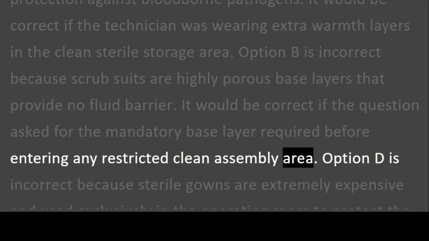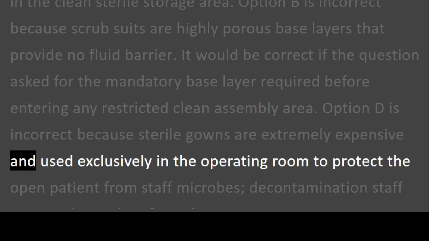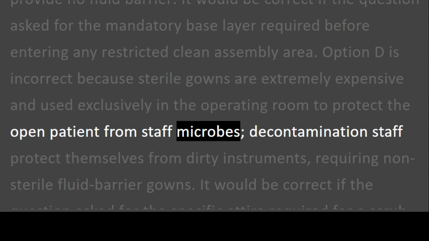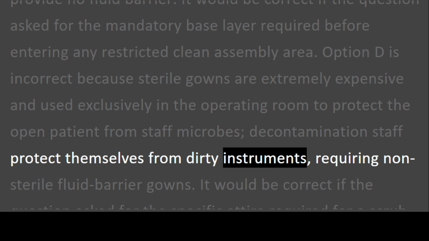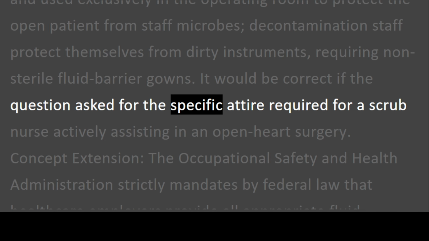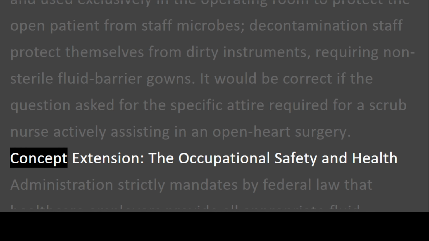Option D is incorrect because sterile gowns are extremely expensive and used exclusively in the operating room to protect the open patient from staph microbes. Decontamination staff protect themselves from dirty instruments, requiring non-sterile fluid barrier gowns. It would be correct if the question asked for the specific attire required for a scrub nurse actively assisting in an open heart surgery. Concept extension.